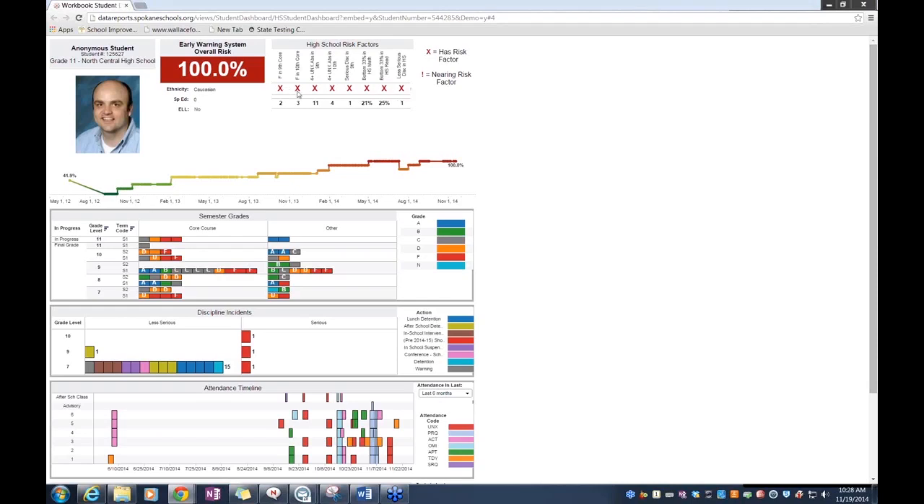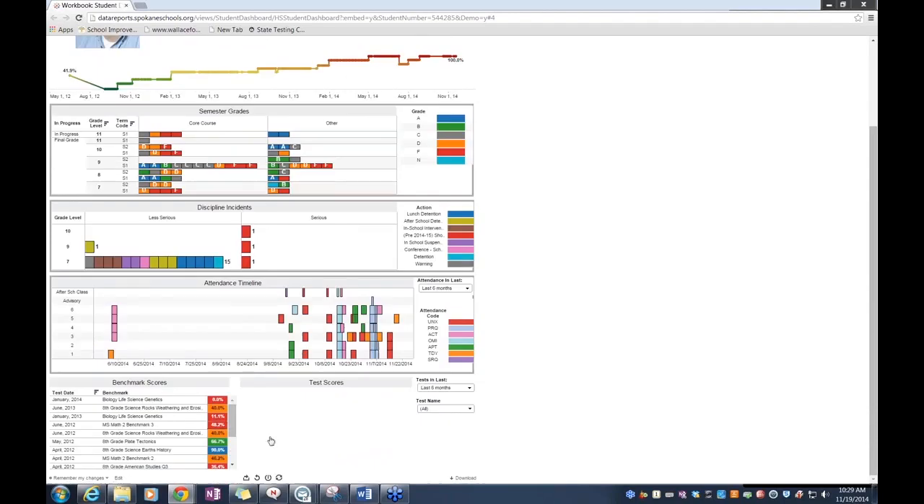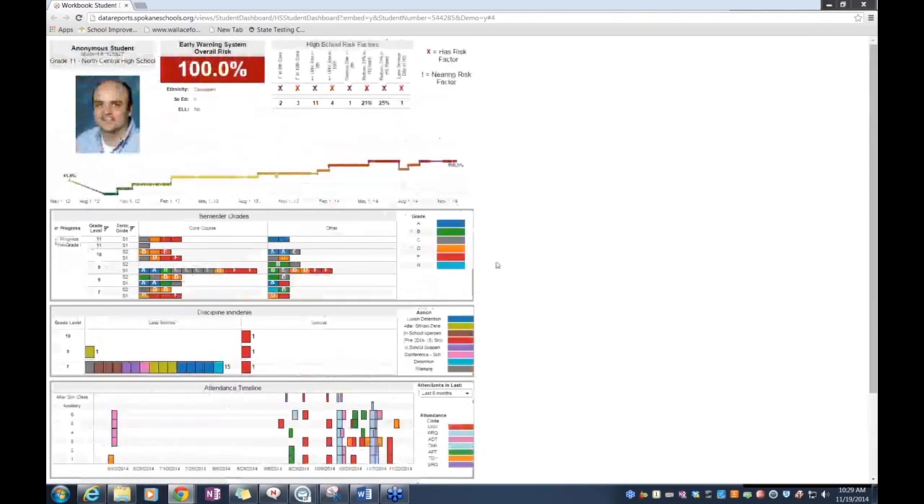Just a second, it'll load. So this student has tripped all of the indicators, and you can see those across the top up here. You can look at what their experiences look like over the course of the last few months. Here you can see semester grades, and live grades right here, discipline incidents, attendance timeline, and all of the different test scores that we have, ranging from state level assessments to district assessments. Part of the goal is we want a one-stop shop for all pieces of data for a leader to be able to access.